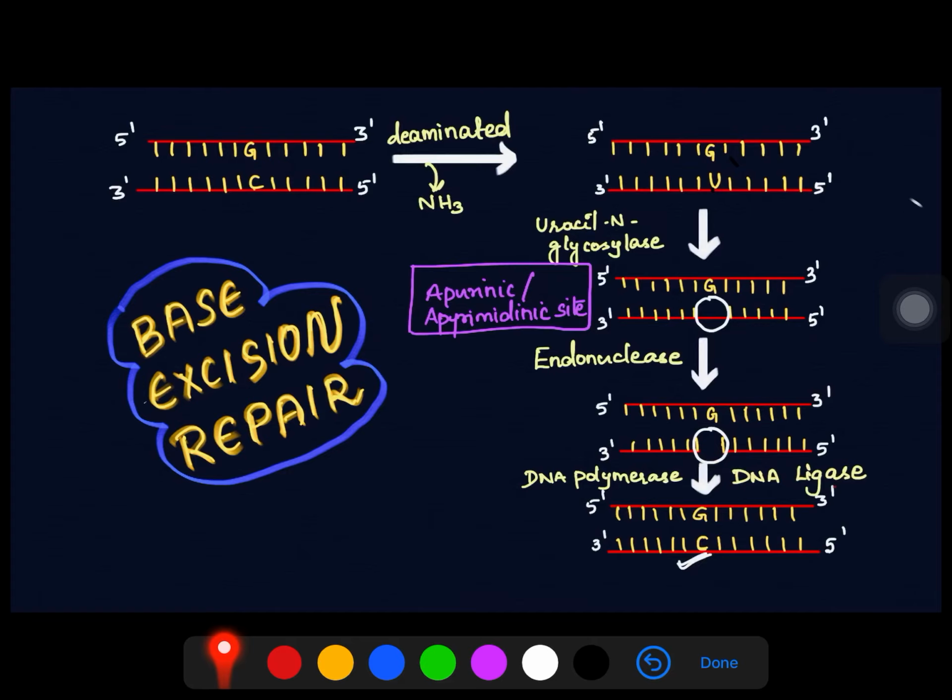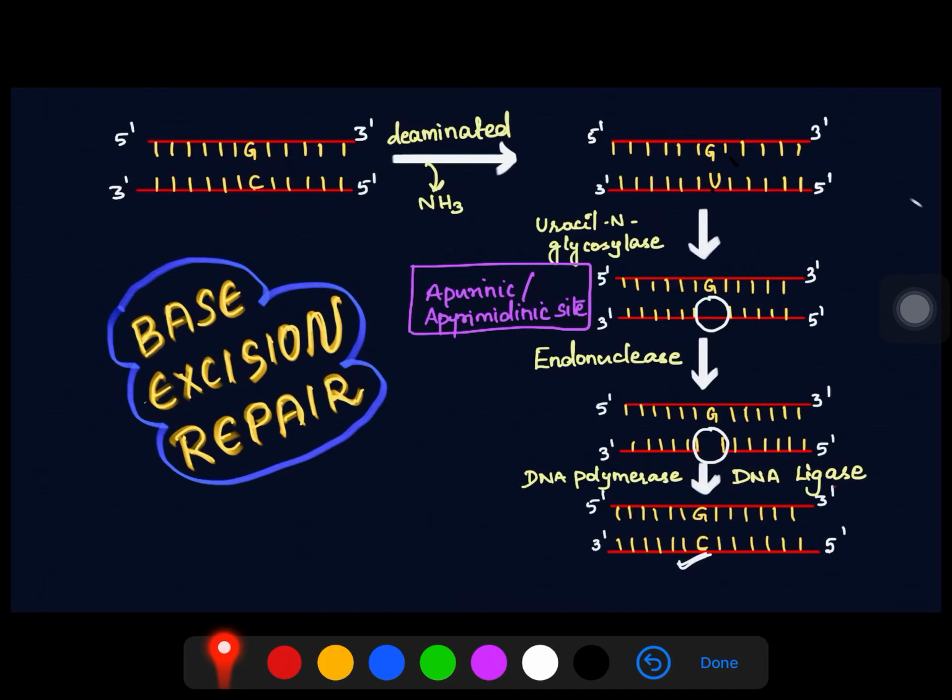The common spontaneous deaminations are the conversion of cytosine to uracil, adenine to hypoxanthine and guanine to xanthine. One more transition is cytosine to thymine, that is the C to T transition, which can also occur due to UV light exposure or spontaneous deamination.